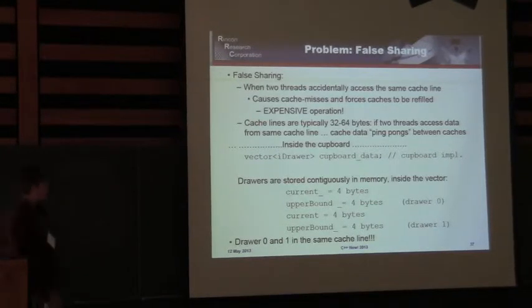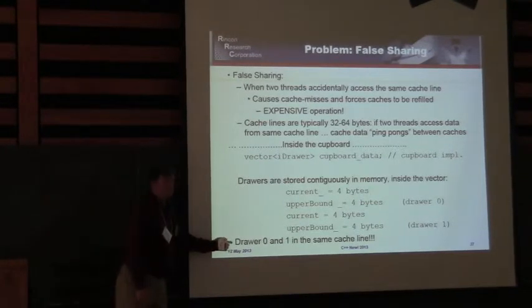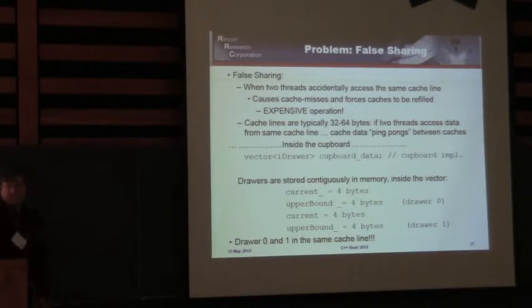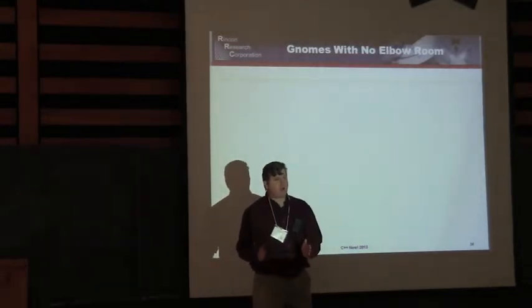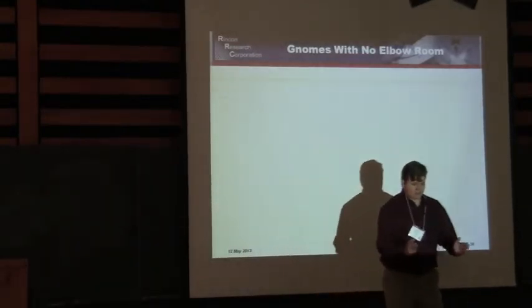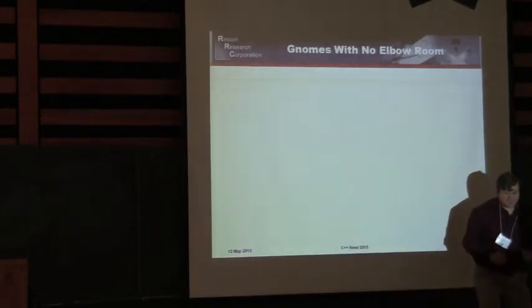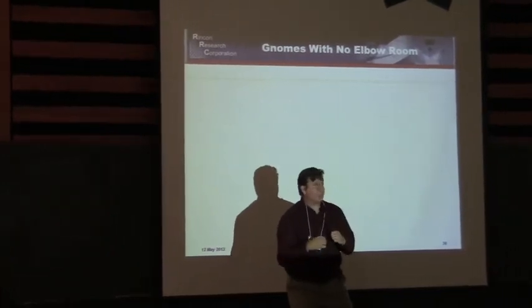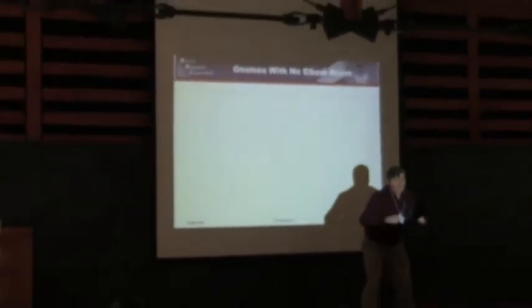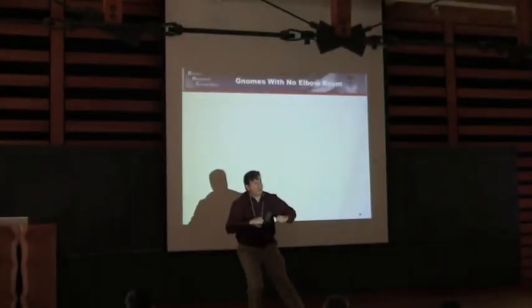Okay? In other words, to say that is drawer 0 and drawer 1 are in the same cache line. Okay? So go back to the gnomes. Imagine that I have my gnomes here, and our drawers are very close together. So when a gnome comes in here, he's like, I want to get into my drawer. He pushes the gnome next to him out of the way. And this one, like, I want to get in my drawer. He pushes the gnome out of the way. So they keep getting in each other's way.